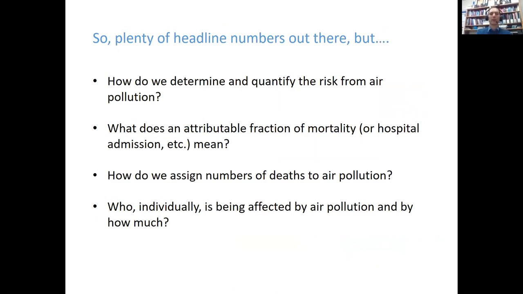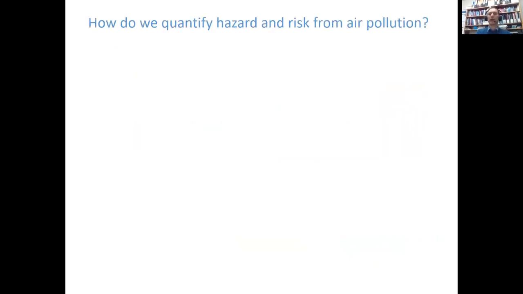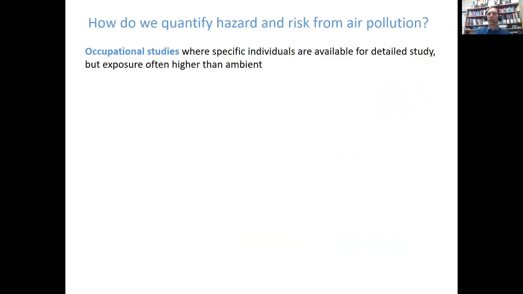So let's start with the first of these. How do we quantify a hazard and a risk from air pollution? Well, we could look at some occupational studies where we may have some specific individuals that by nature of the work that they're doing may be exposed to some of these air pollutants and look to the effects on those people. But the issue there is that we've only got a very small number of people usually, and that their exposures are often higher, sometimes quite a bit higher than out there in the outdoor air, which is what we really want to know about.